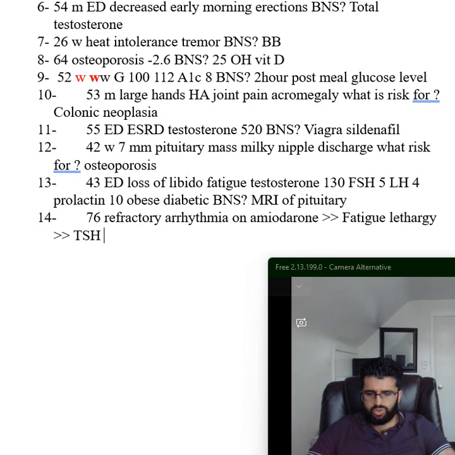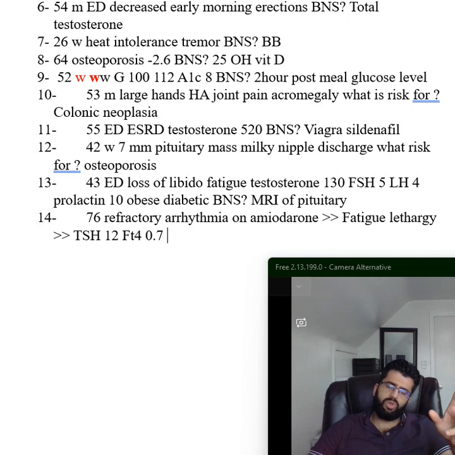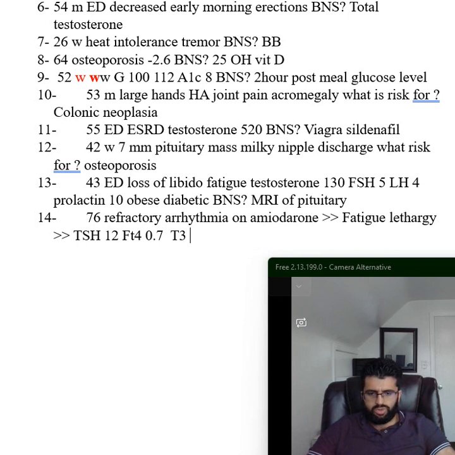You see TSH is 12. This is really high, right? You see free T4 is 0.7. This is very low. Normal is 0.8 to 1.8. Okay, that's low. You check T3. T3 is low too. It's like 66. Normal is 80 to 200. So what would you do?